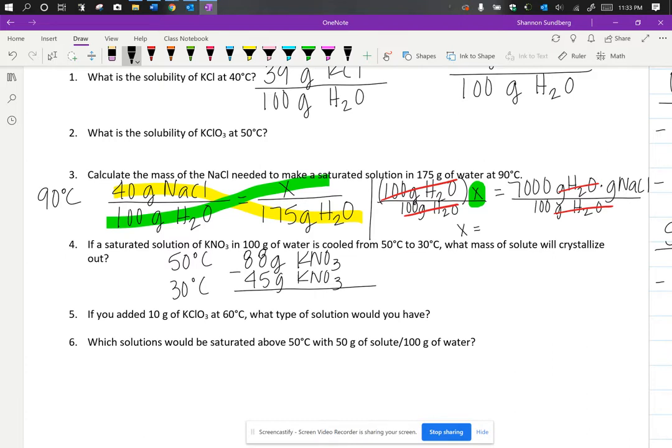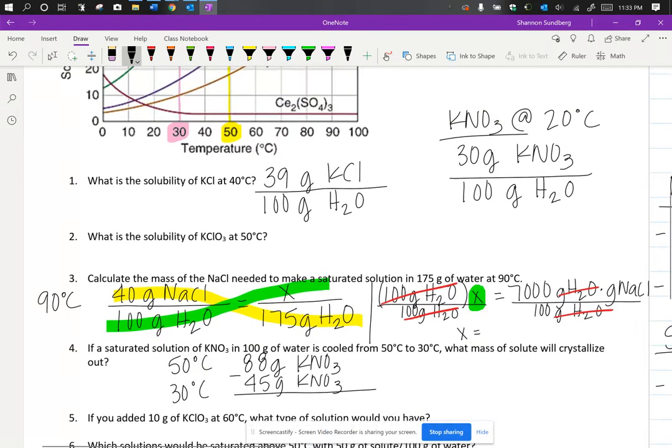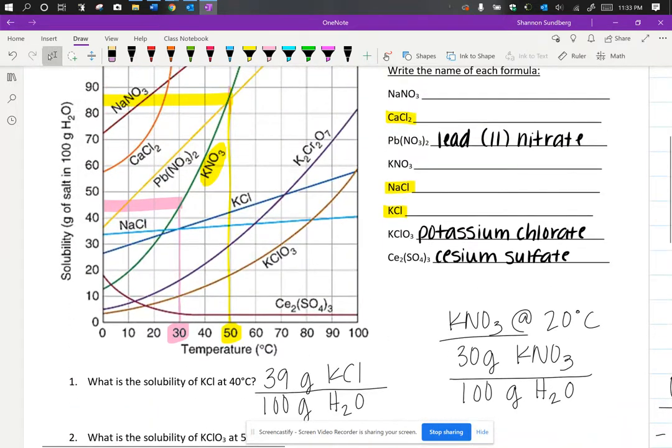Number 5. If you added 10 grams of potassium chlorate at 60 degrees, what type of solution would you have? So you have to look at 60 degrees at potassium chlorate. Okay, so let me erase all this stuff. So potassium chlorate right here at 60 degrees. And it's saying if you only added in 10 grams, what type of solution would you have?